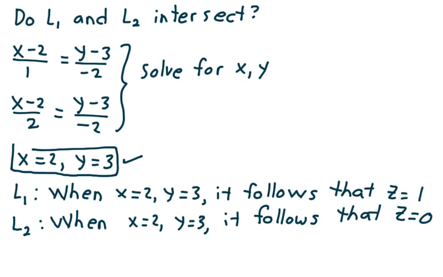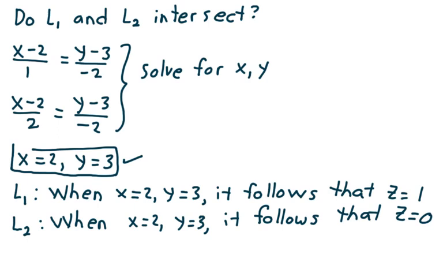Now, the question then becomes, if I go to line 1 and plug in x equals 2 and y equals 3, and then if I go to line 2 and plug in x equals 2 and y equals 3, will it produce the same value of z? If the answer is yes, then we can say the lines intersect. If the answer is no, then the lines do not intersect, and then we can say that the lines are skew.